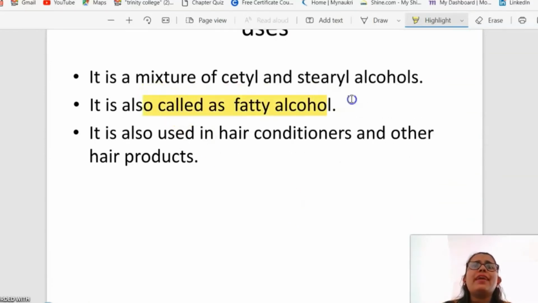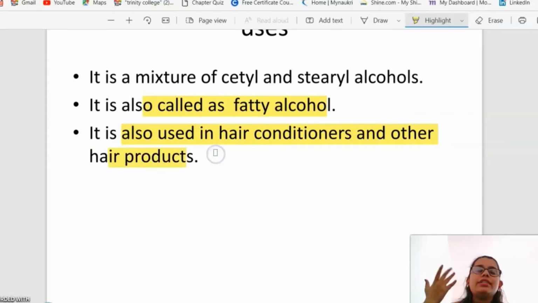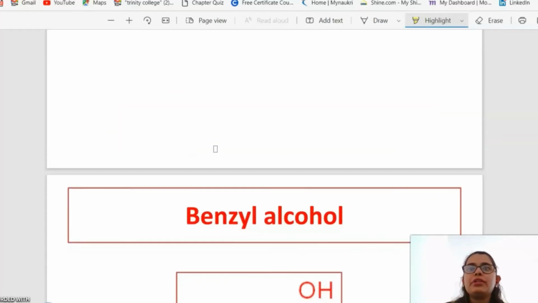It is also called a fatty alcohol. It is also used in hair conditioners and other hair products as well.